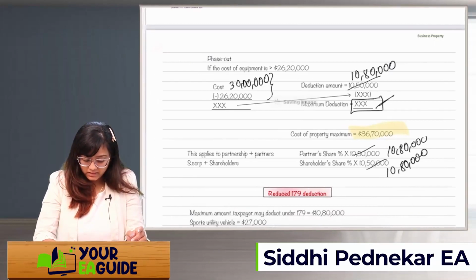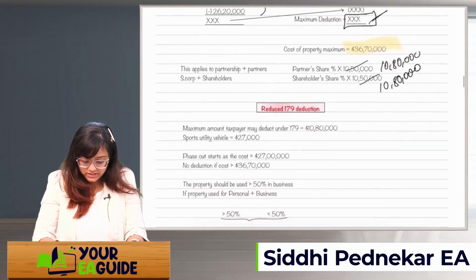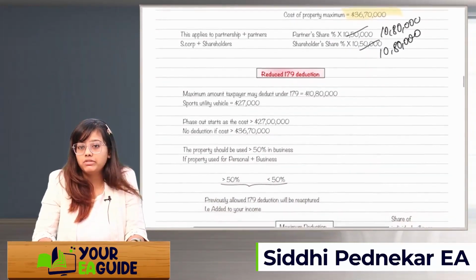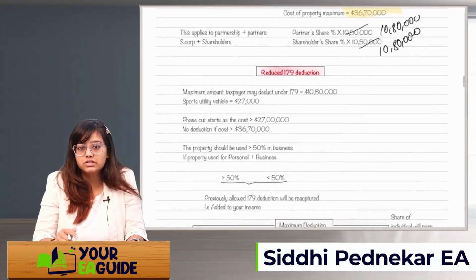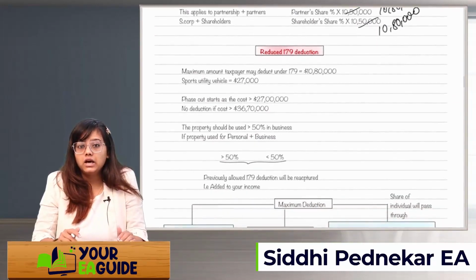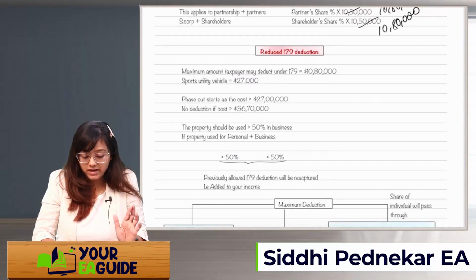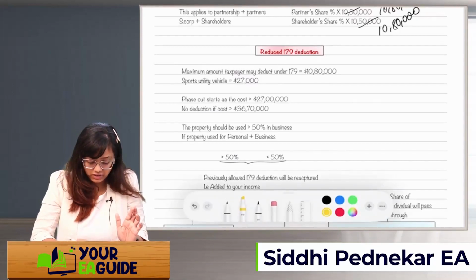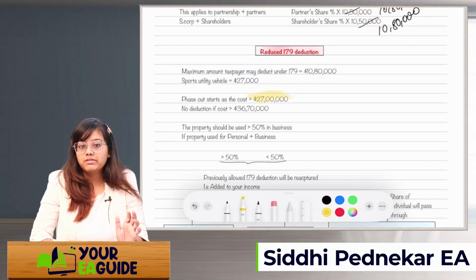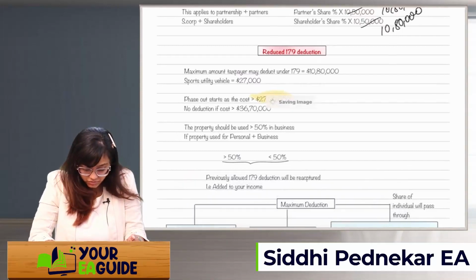Okay. Next is, this 179 deduction will be reduced, right? Whatever we have done just above is the same thing. The 10 lakh 80,000 is the maximum. If it's a sports utility vehicle, it's 27,000. And it will be phased out if the cost is more than 27 lakh. See, in case of sports utility vehicle, the phase out limit will start from 27 lakh. And if it's just a minute, not a sports.